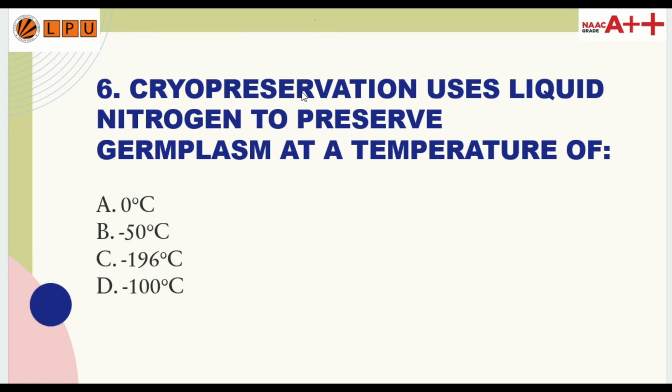Question 6. Cryopreservation uses liquid nitrogen to preserve germplasm at a temperature of option A 0 degree, option B -50, option C -196, option D -100. So the correct answer is option C.